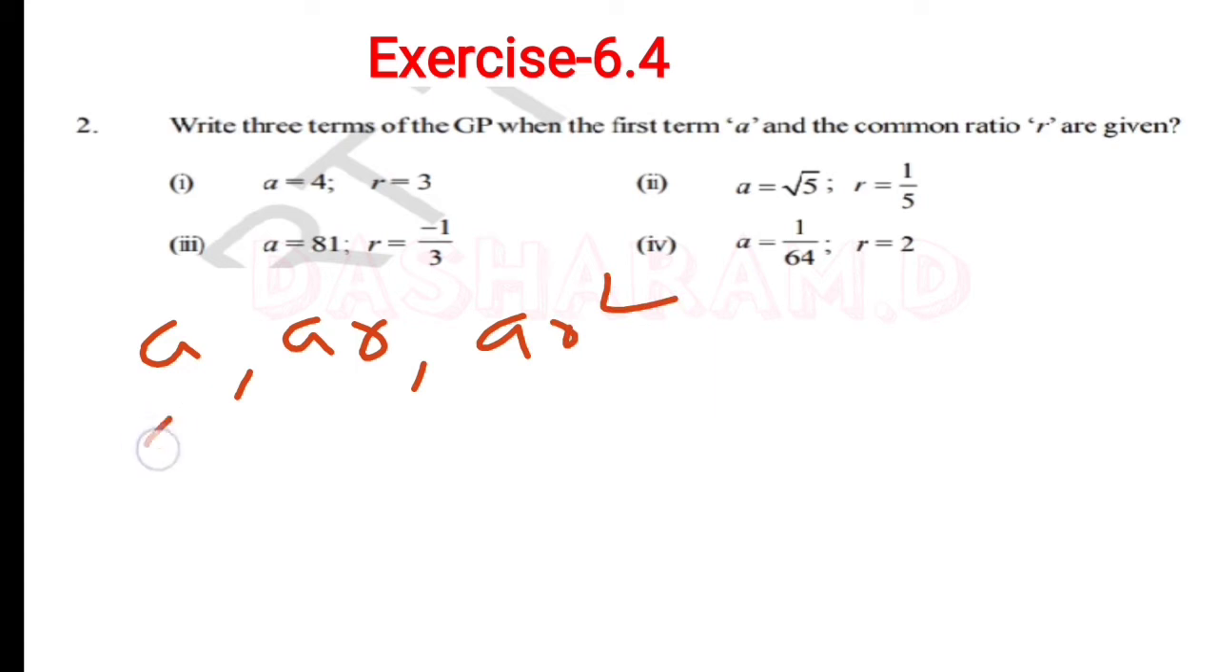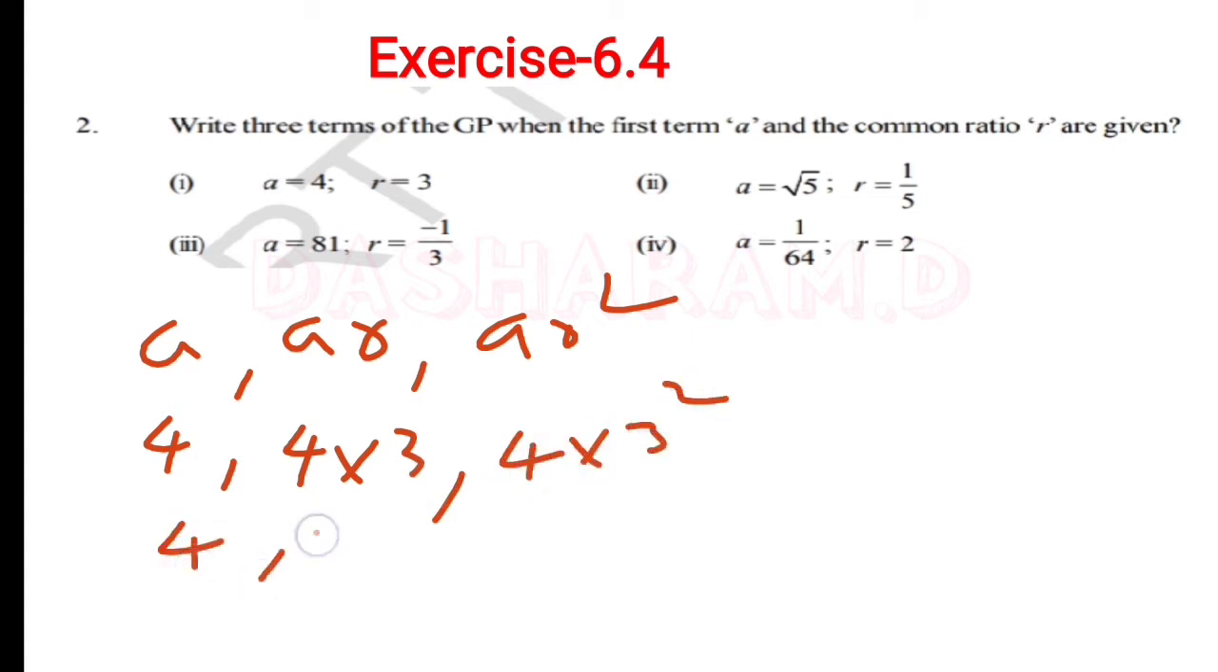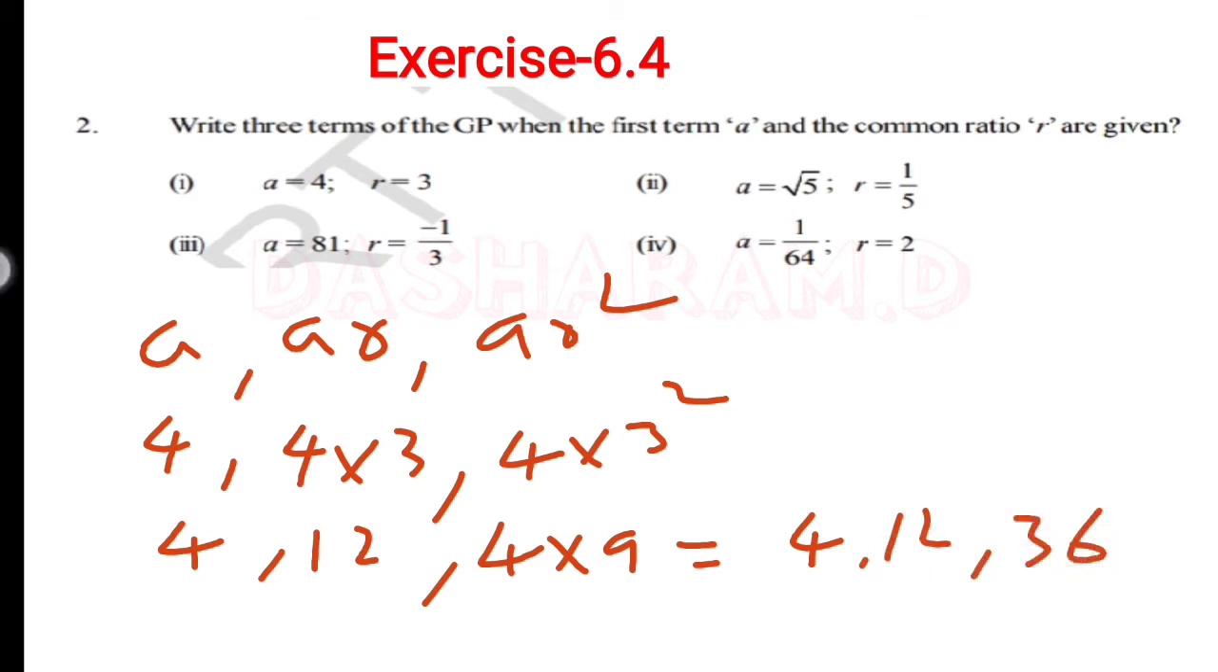So what is the A value? 4, AR is 4 into 3, AR square is 4 into 3 square. So 4 comma, 4 times 3 is 12, 4 into 3 square, 9. So it is equal to 4 comma 12 comma 4 nines are 36.